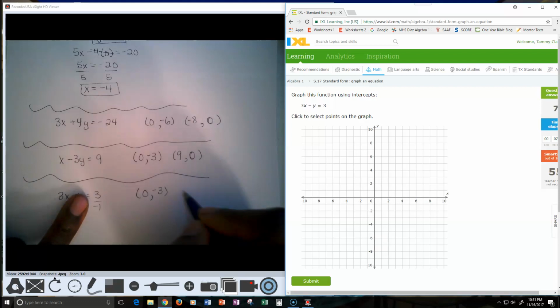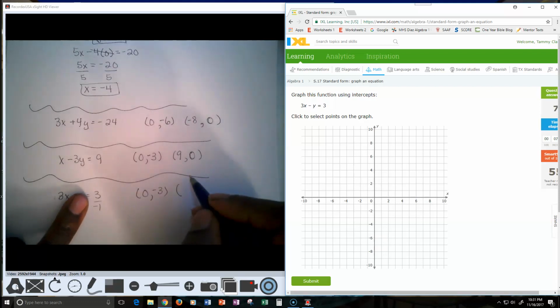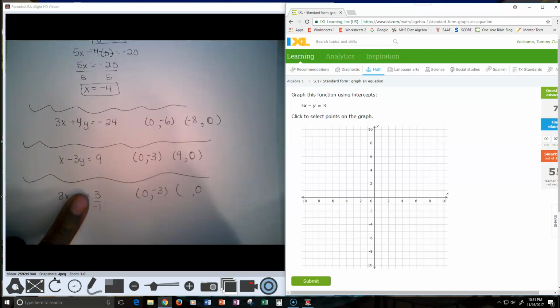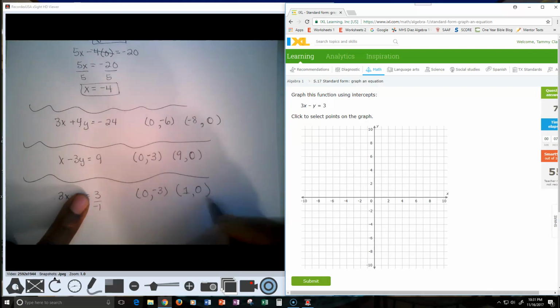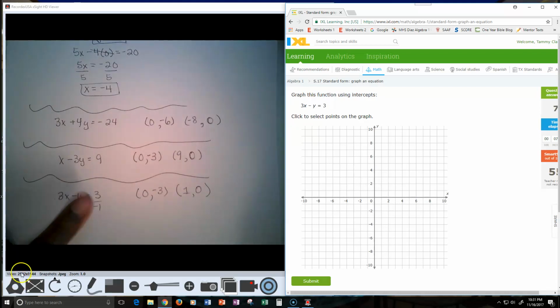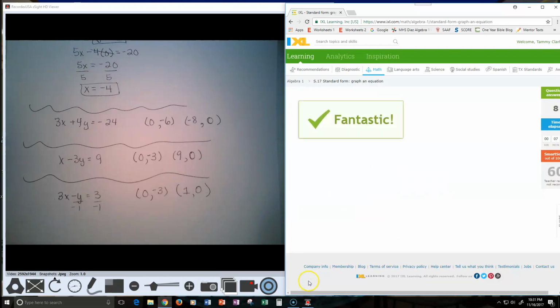Then cover up my y, so y is 0 on this one. 3x equals 3. Well, 3 divided by 3 is 1. So this would be our answer for this one. So I'm going to go over here, go 0, negative 3, and 1, 0, and submit.